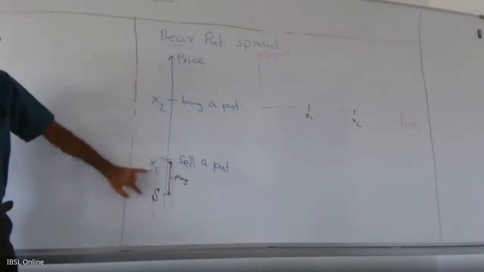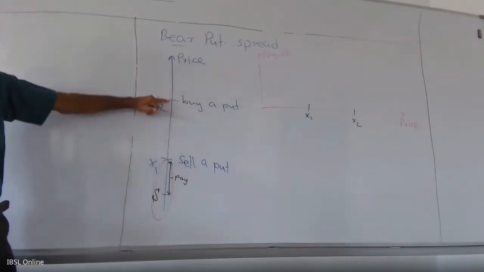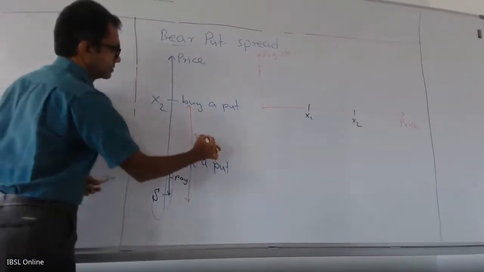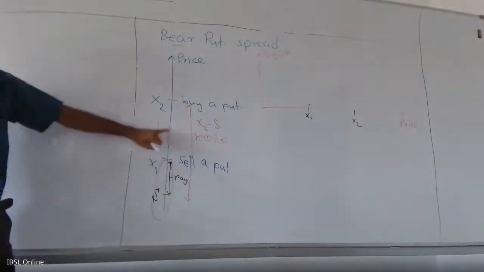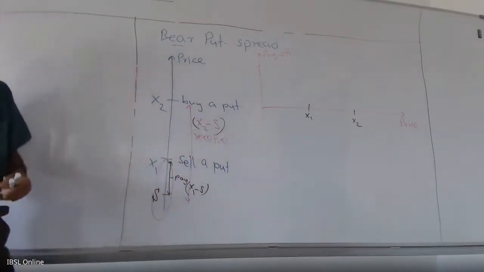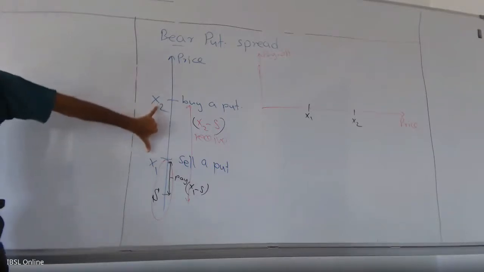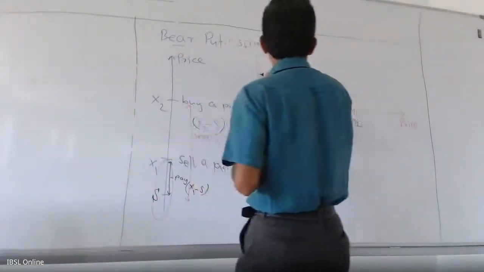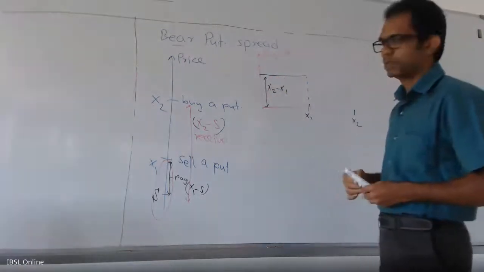You have to pay to the buyer of this option the difference between the strike price and the market spot price. You have bought a put option at a higher strike, so what do you receive? You receive X2 minus S, and you pay only X1 minus S. What is your total payoff? What you receive minus what you pay. That's the difference, X2 minus X1. So the payoff is a constant X2 minus X1.